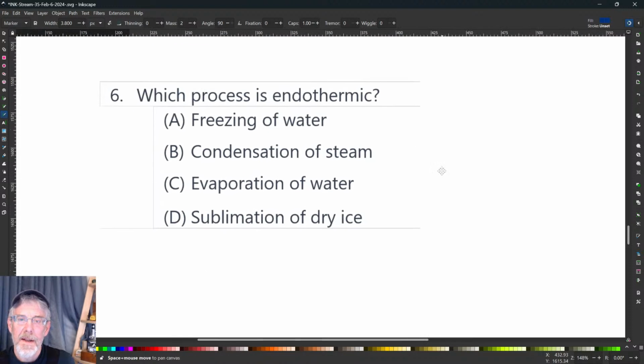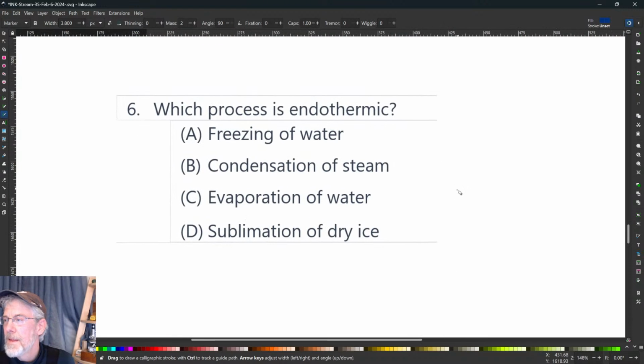All right. This is a kind of good one. They're trying to get you to use the vocabulary here, the concept, and then apply it to different situations. So take a moment. Which process is endothermic? You can always think of this as going in. Endo means going in, taking heat from the surroundings.